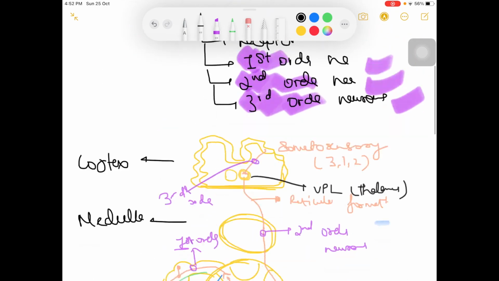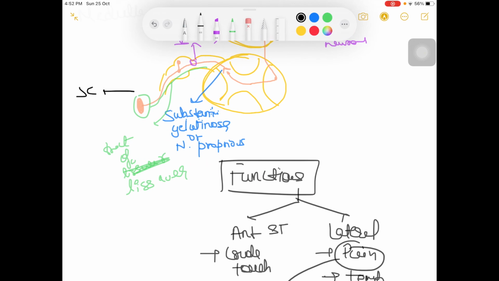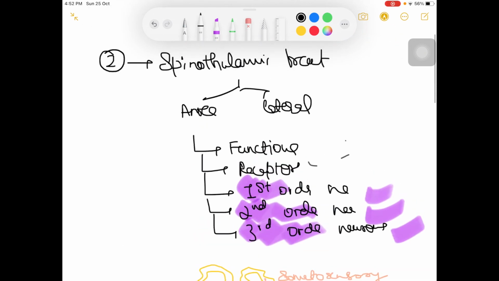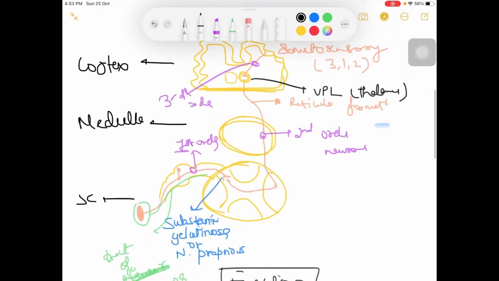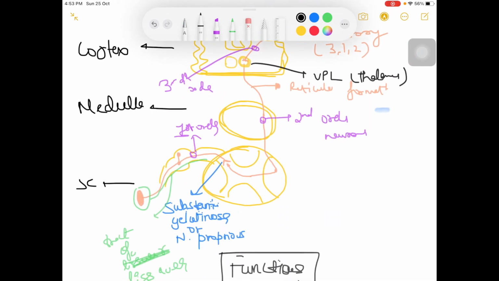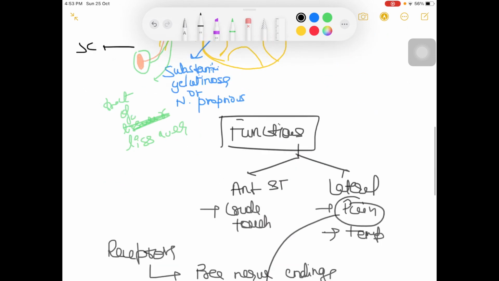Okay, so this was about the spinothalamic tract, in which we have decoded functions, receptors, and all the neurons. So now we will be covering lesions in another video, when we understand in a separate video what the descending tracts are. So till then, let's end the video and bye bye.